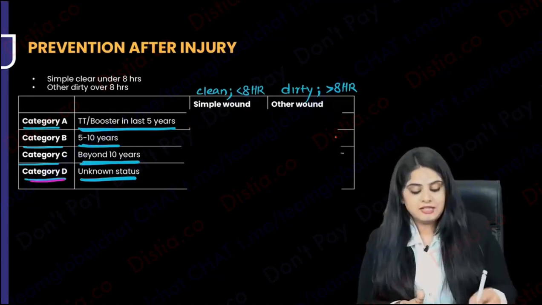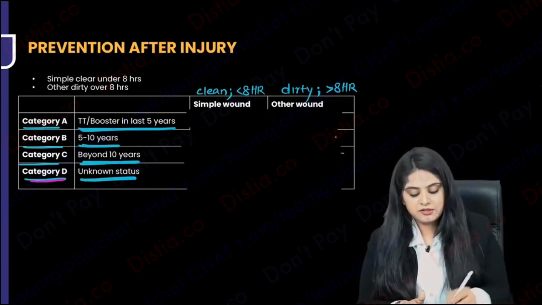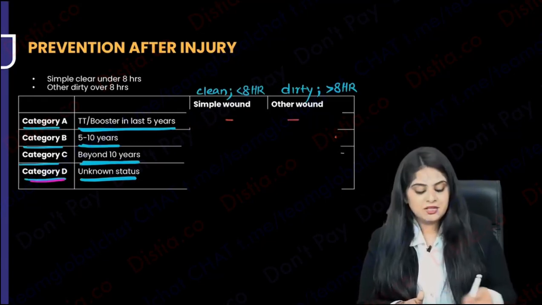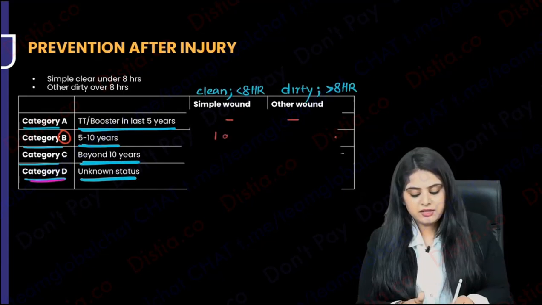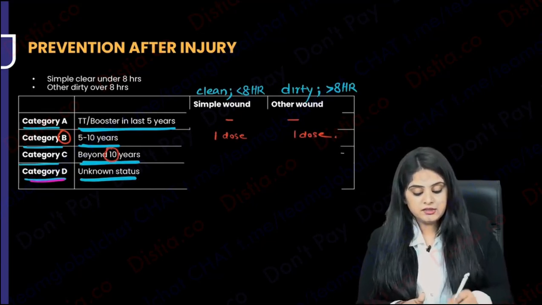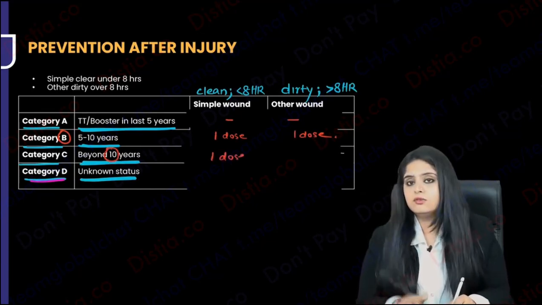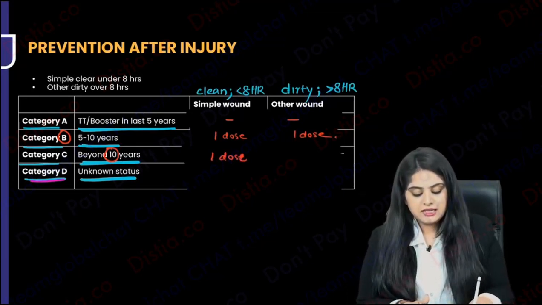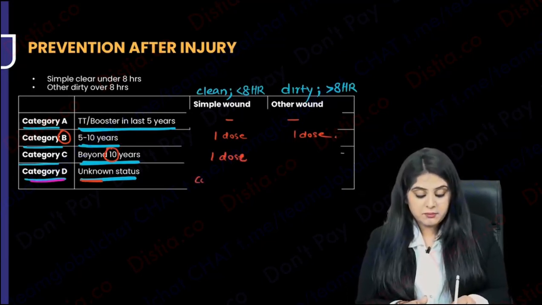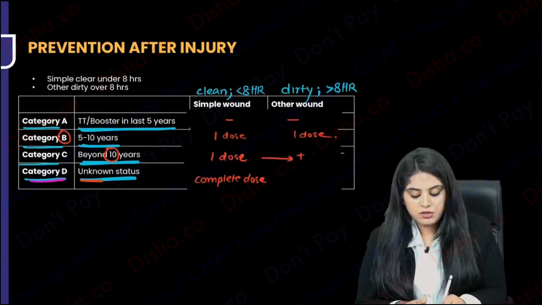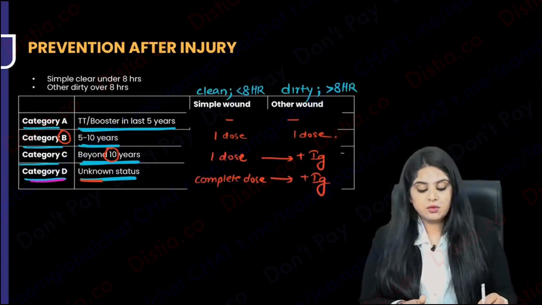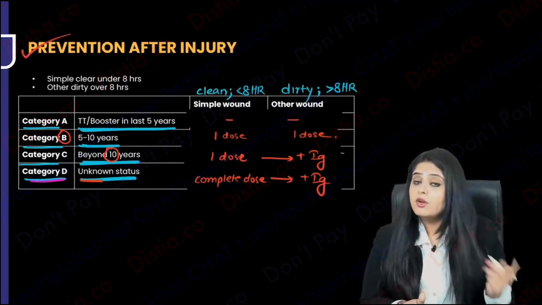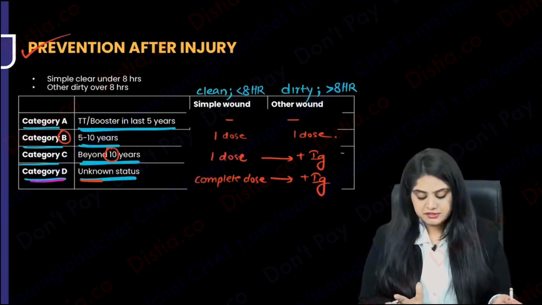So what do you do if it is category A, simple, and whether simple or complex, ma'am, I will do nothing. Okay, category B, just 1 dose I will give, whether it is a simple wound or any other wound. Beyond 10 years, in a simple wound I will still give 1 dose. And if it is category B, then in a simple wound I will have to give the complete dosage. But with these I will add on the immunoglobulin in the other wound category, for category 3 and 4. I hope this is okay because this will also help you in your pediatrics and so many other places.